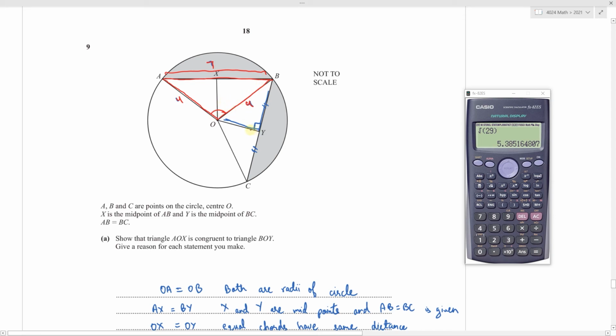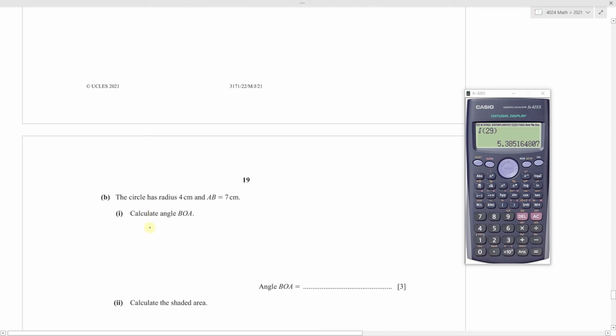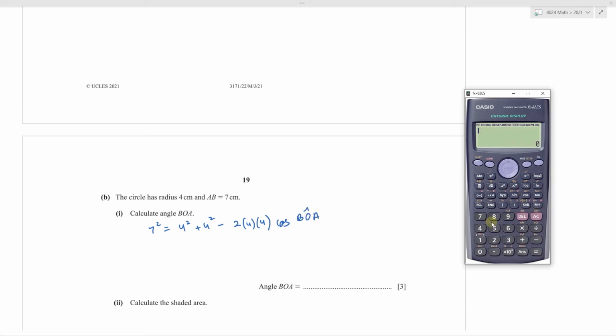So I know all three sides of the triangle. I can use the cosine rule to find this angle. The side opposite to this angle is this 7. So I will have 7 squared equals 4 squared plus 4 squared minus 2 times 4 times 4 times cos of angle BOA. Let's solve this. I'll take the two 4 squares to the other side. So 7 squared minus 4 squared minus 4 squared equals 17. 2 fours are 8, 8 fours are 32, minus 32 cos BOA.